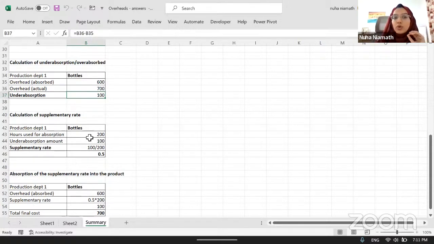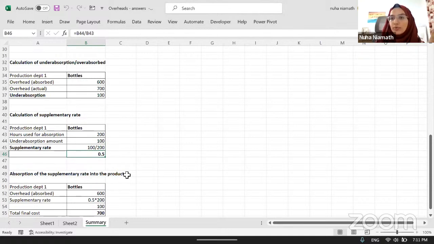So hours used for absorption is 200. That is the actual hours. Then we have the under absorbed amount. That is the actual under absorbed amount. And then we calculate the supplementary rate, which is nothing but the under absorbed amount divided by the hours used for absorption. So that is 100 divided by 200, which will give us 0.5 rupees of supplementary rate.